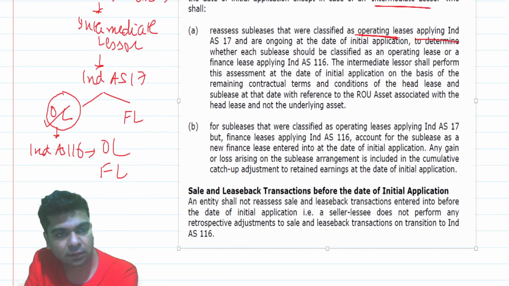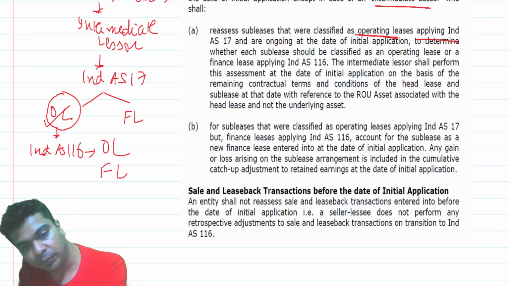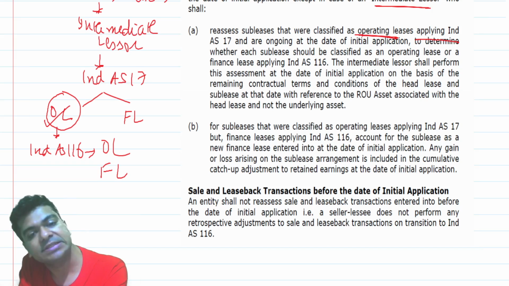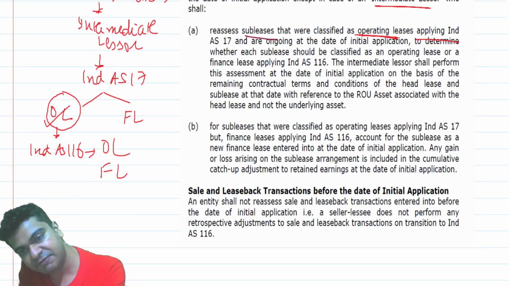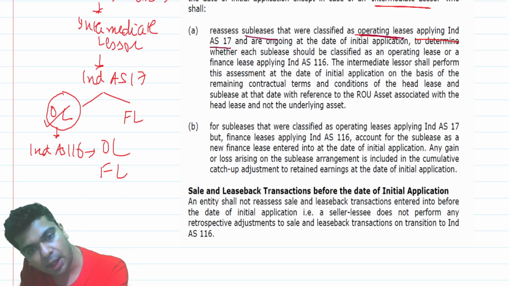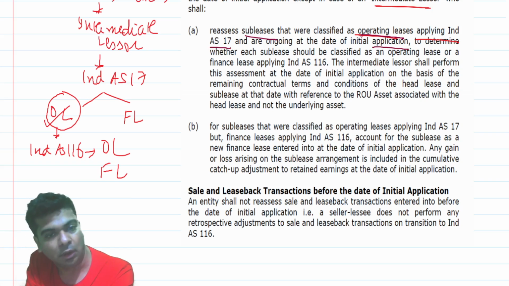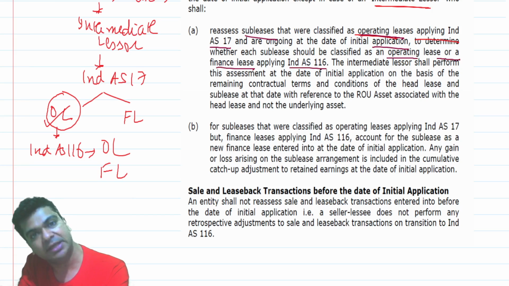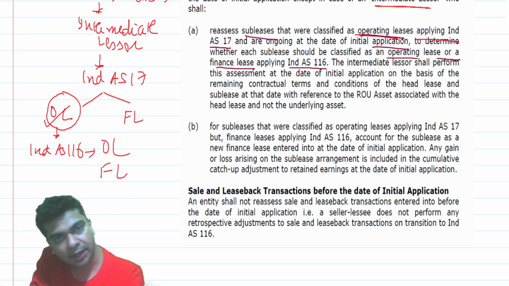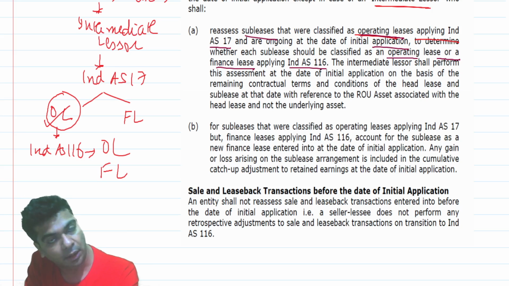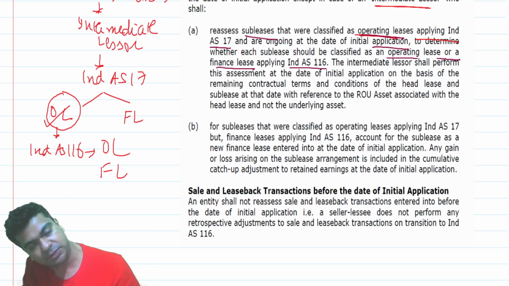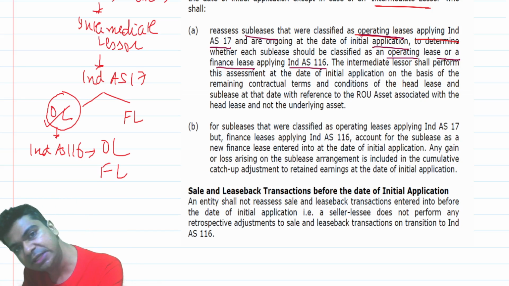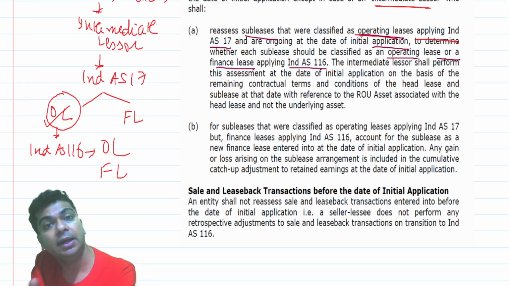So in A, they are saying, right, what we have discussed is basically the write-up that we have over here. We will say that you reassess the subleases that were classified as operating lease applying Ind AS 17 and are ongoing on the date of the initial application to determine whether each sublease should be classified as an operating lease or a finance lease applying Ind AS 116. You classified as operating lease under the earlier Ind AS, that is Ind AS 17. Is it still an operating lease? And for this, we have discussed this in sublease also, we have to consider the lease term of the ROU asset and not the underlying asset. And accordingly, the classification will be done.